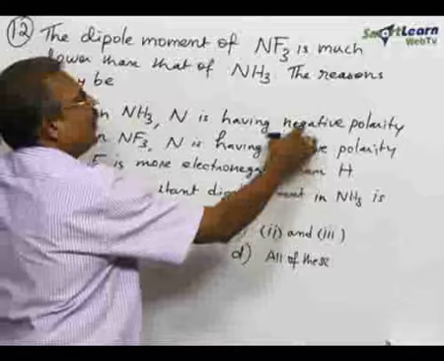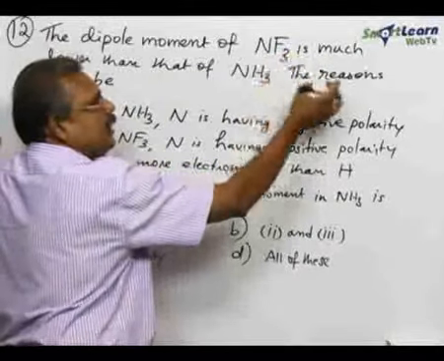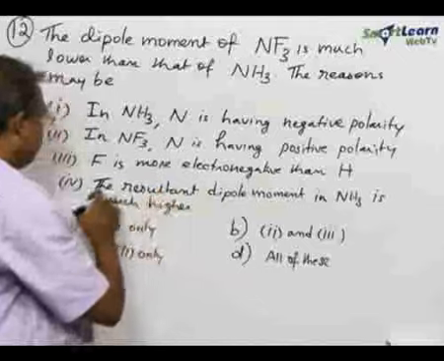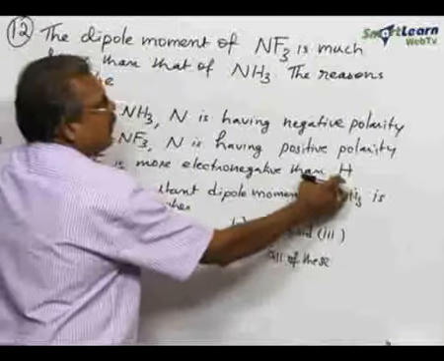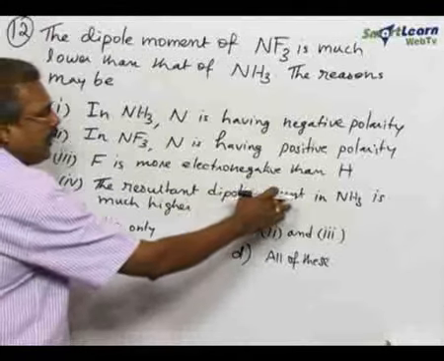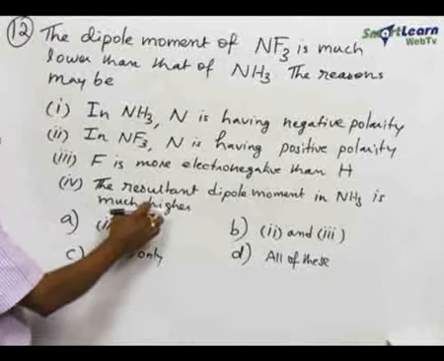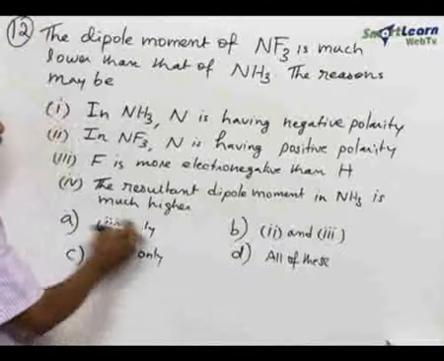That is also true. And fluorine is the most electronegative element in the periodic table. Therefore, the third one is also correct. F is more electronegative than hydrogen. That is also true. And the fourth one, the resultant dipole moment in NH3 is much higher, is given. And if you analyze that statement alone, then we can go for all of this.